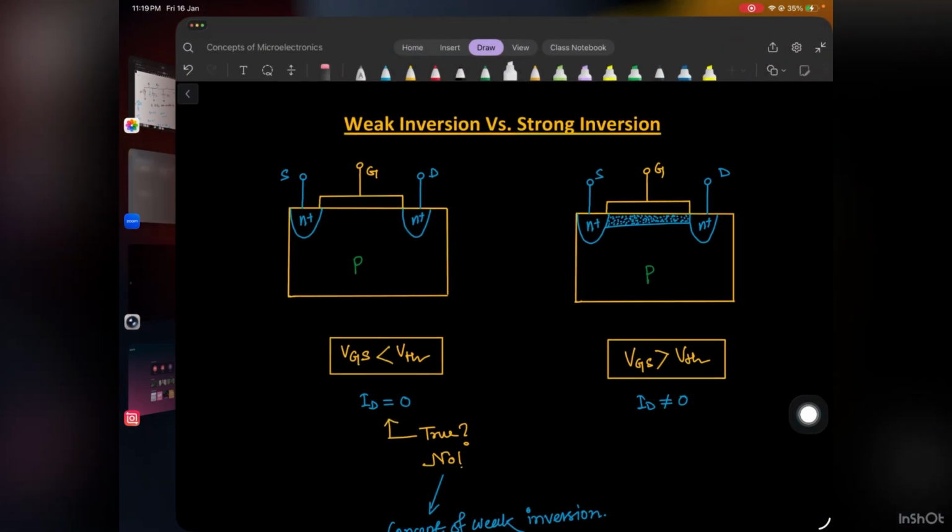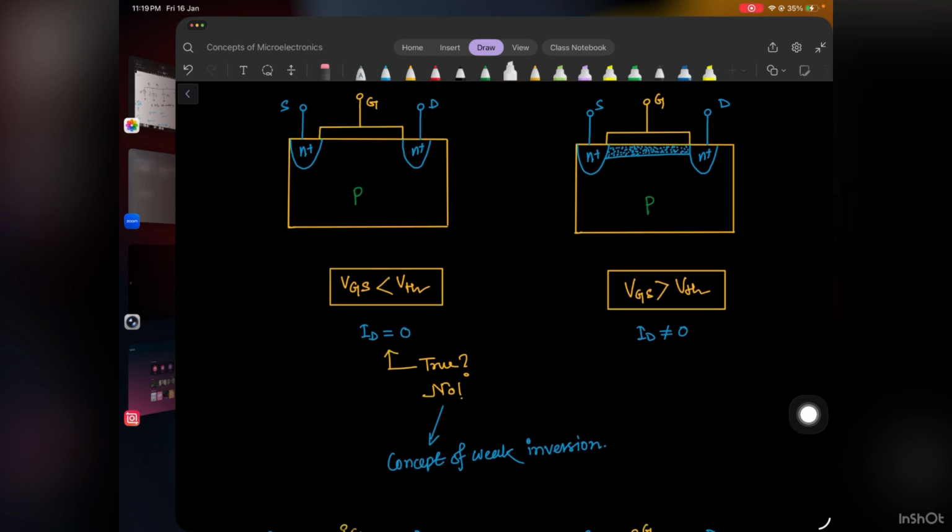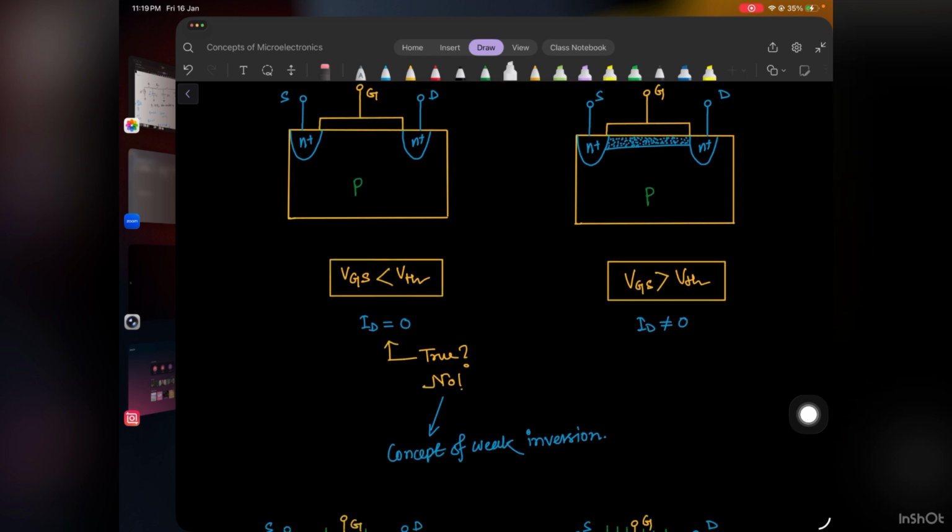Weak inversion is the same as the cutoff region, where the gate to source voltage is less than the threshold voltage. Conversely, in strong inversion or the linear region, we consider that VGS is greater than the threshold voltage, where the drain current is not zero. Here, the drain current is equal to zero or actually very small. So in most cases we consider it equal to zero, and that is a very good approximation. But in today's video, we will see it is not zero.